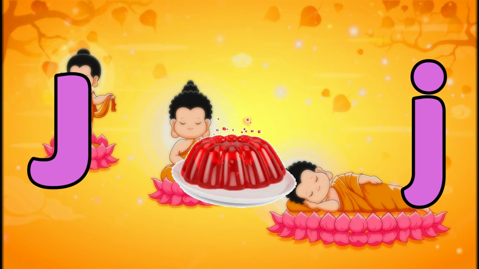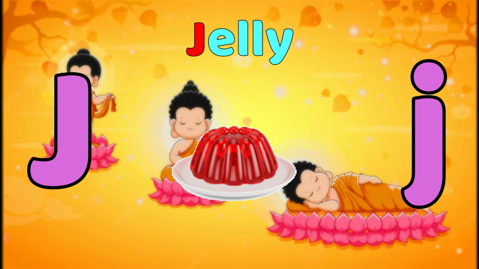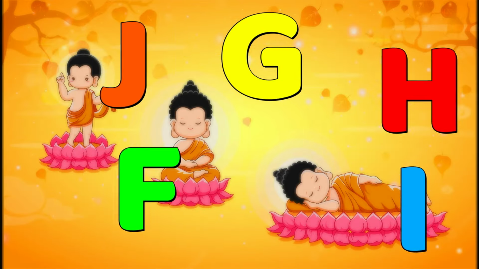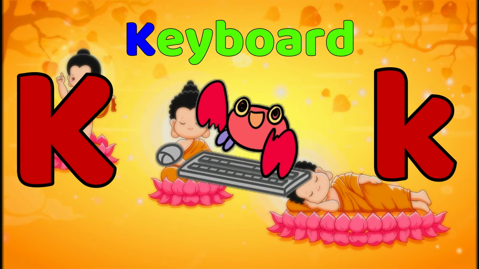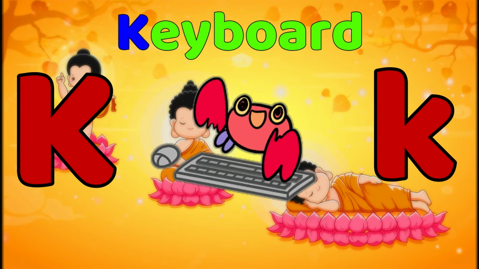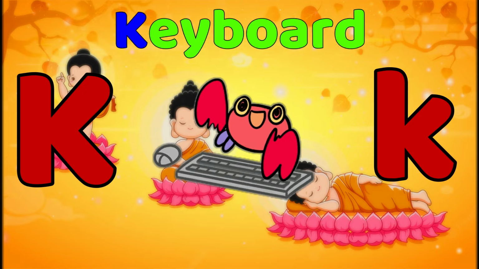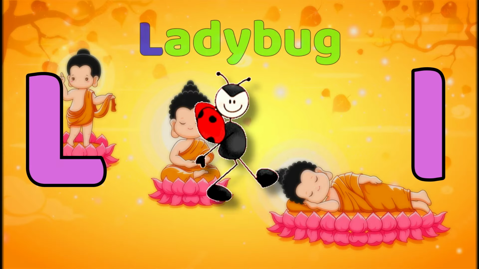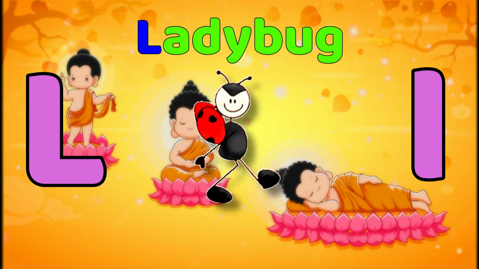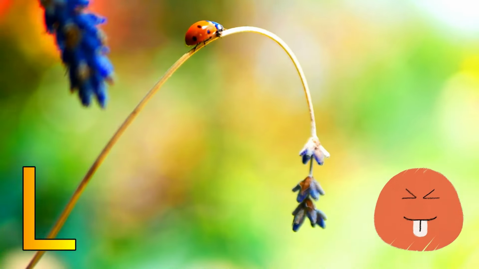J is for jelly, j, j, jelly, J, jelly. K is for keyboard, k, keyboard, K, keyboard. L is for ladybug, ladybug, L, ladybug.